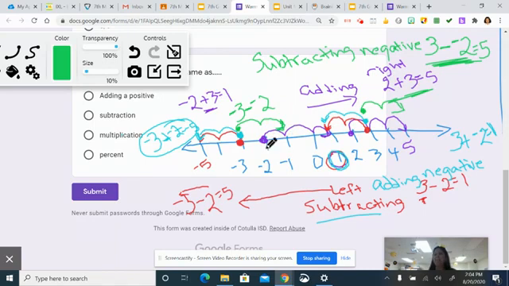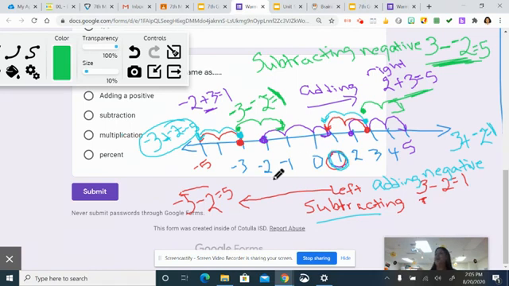Negative 3 minus negative 2 is going to equal 1. Oh, negative 1, sorry. Negative 1. Can't see my negative. Negative 1. Now it looks like an ugly equal sign. All right, so everybody understood that? If you don't, we're going to be practicing this more and more.